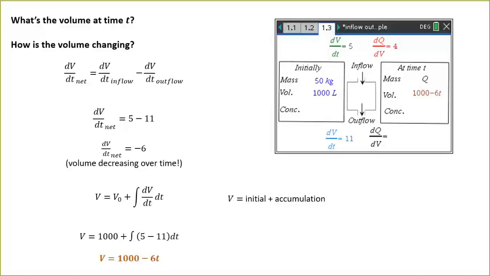So if we know dV/dt is equal to -6, what we can then do is integrate that to get the volume. So we can integrate dV/dt, and then we have our initial amount, V0, which in this case is 1,000 from our question. So in any situation, we can set that our volume is going to be our initial amount plus any accumulation or the change in volume. So in this instance, it's going to be 1,000 minus 6t. And so now that we know the volume at any time, we can put that in our table.